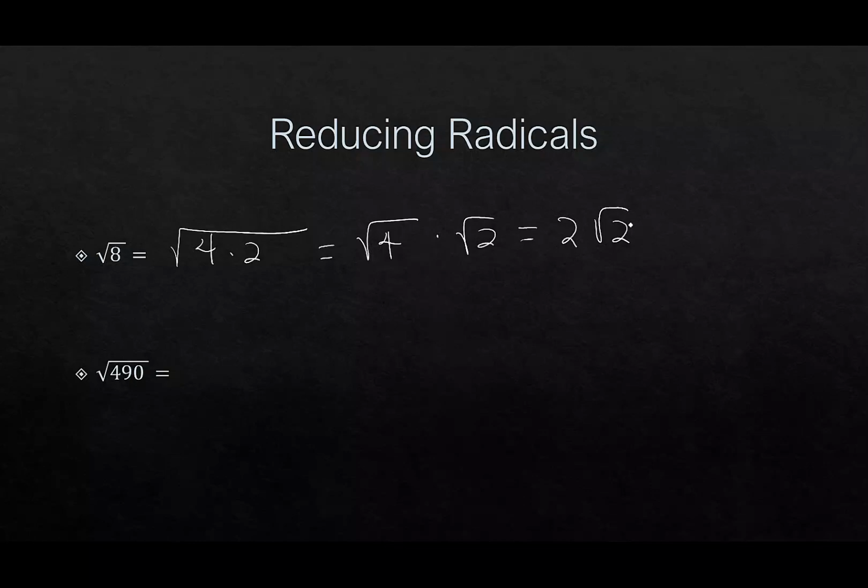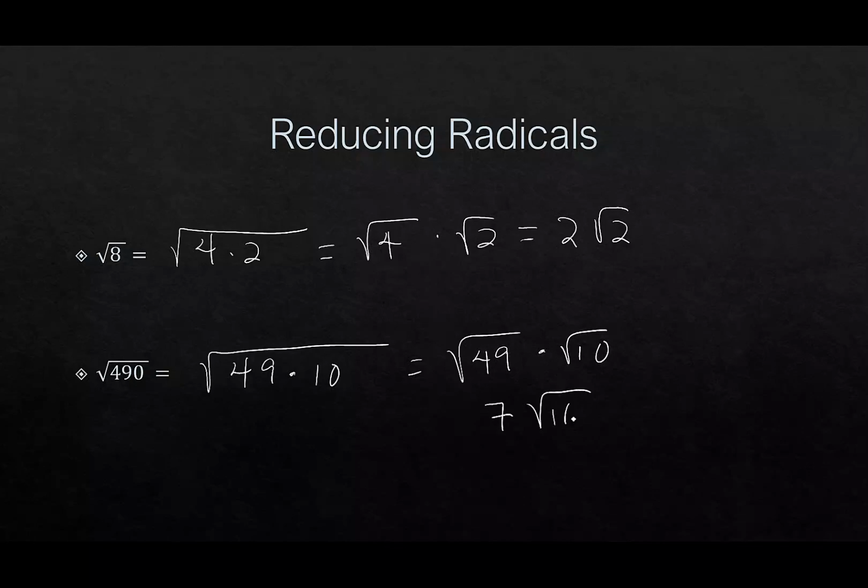When I look at the square root of 490, I see that 49 jumping at me. So when I separate it, I want to say this is 49 times 10. That way, when I have the square root of 49 times the square root of 10, I can make the square root of 49 be 7 and then keep the square root of 10.